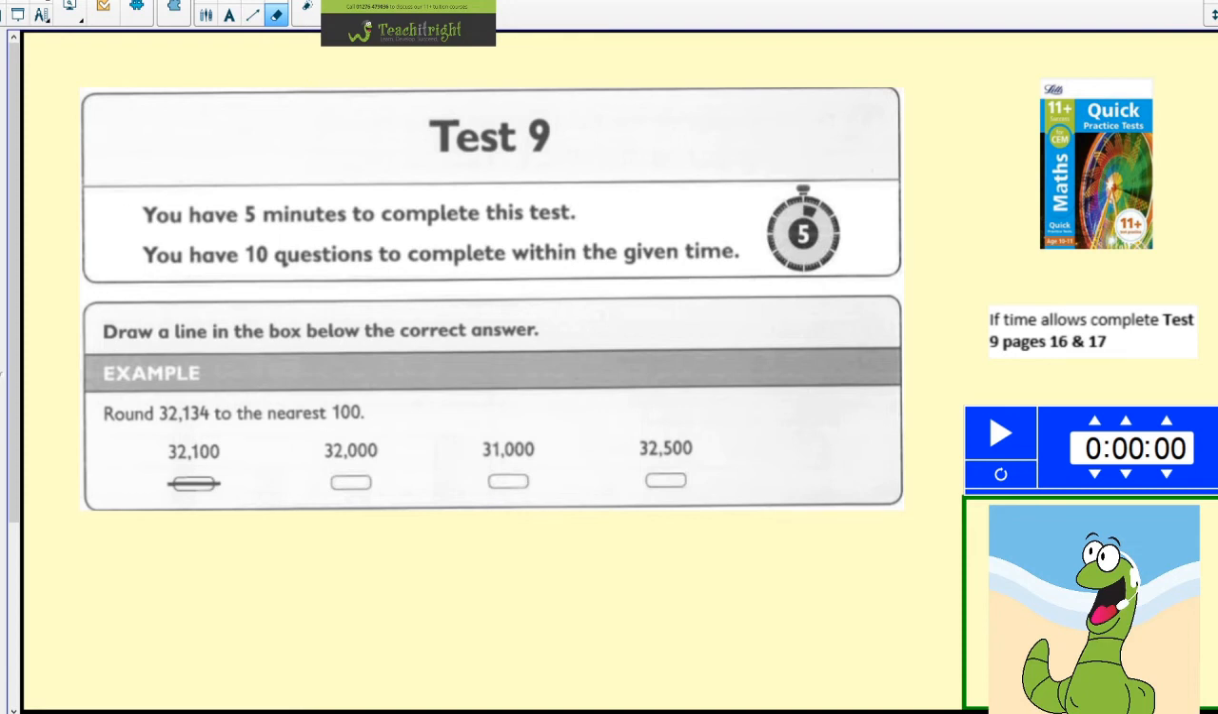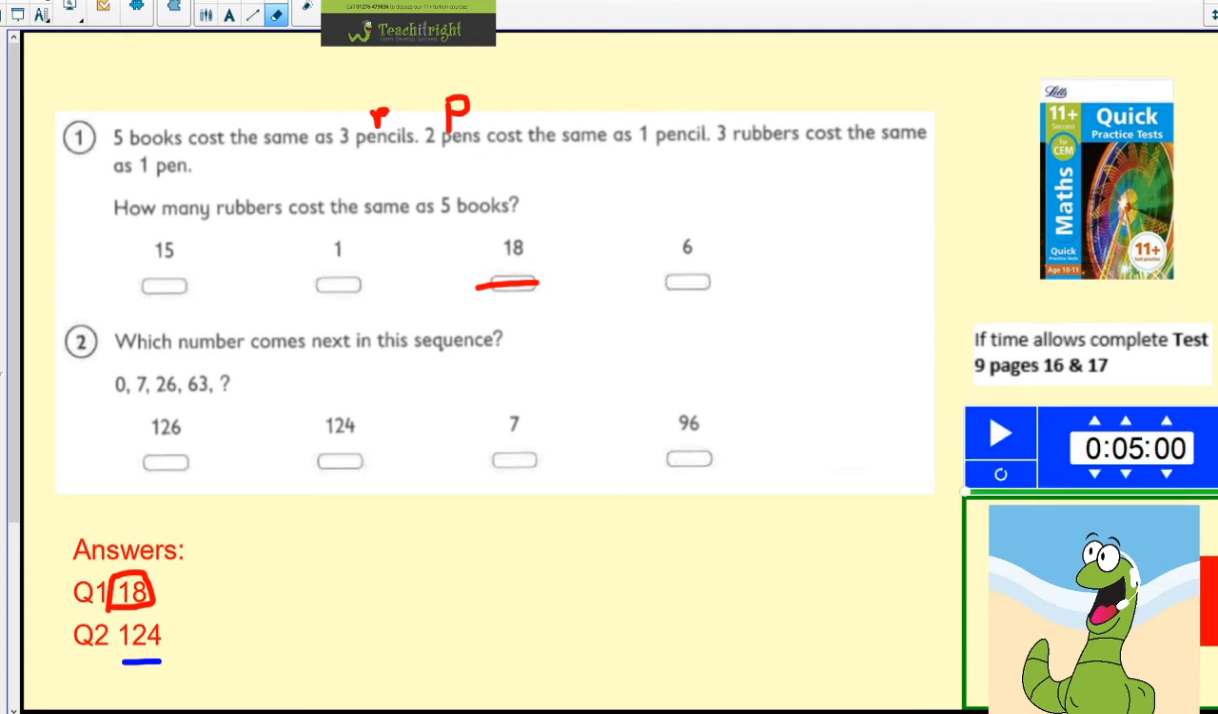Test 9, question. Maybe that far. Question 2. It's the cube numbers minus 1. Oh, yes. Well, I should have spotted that.